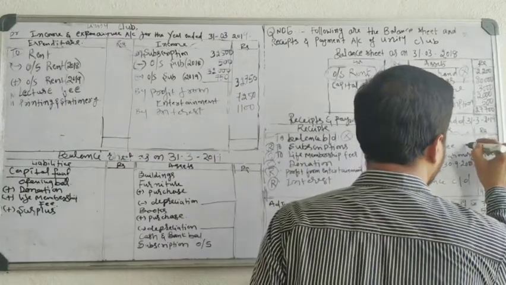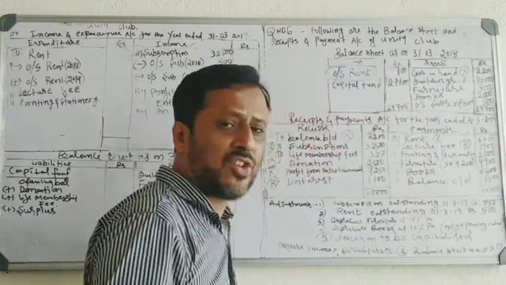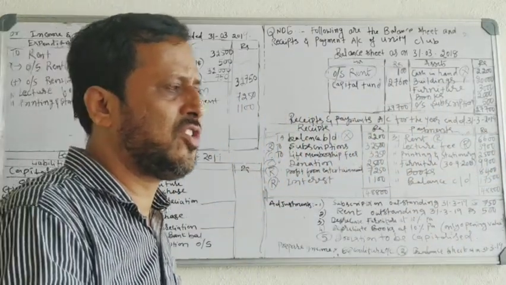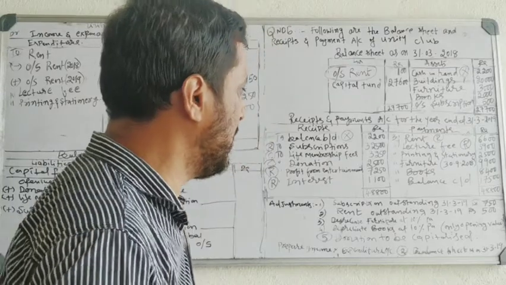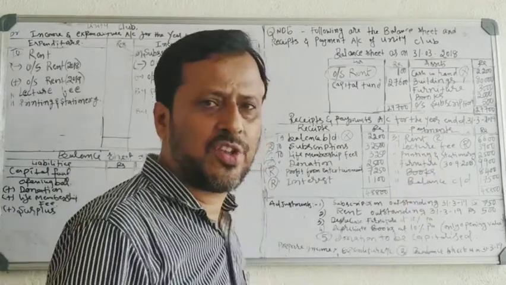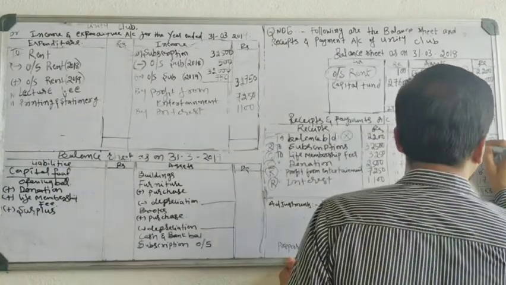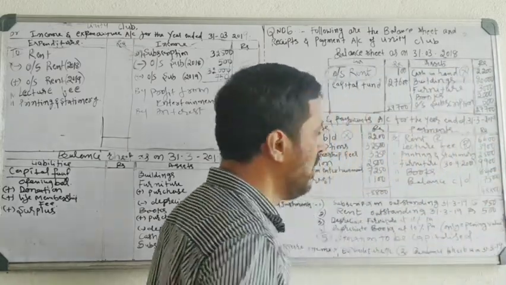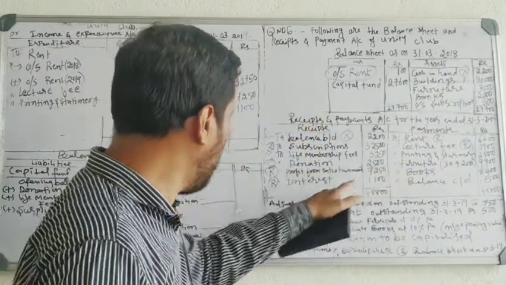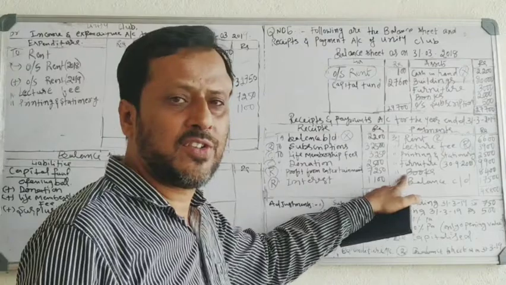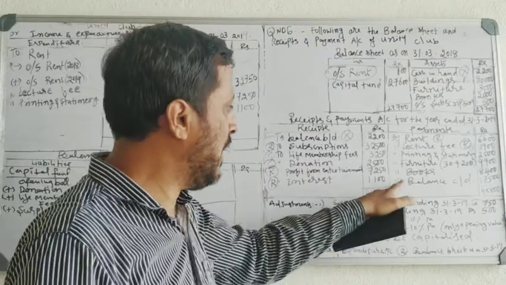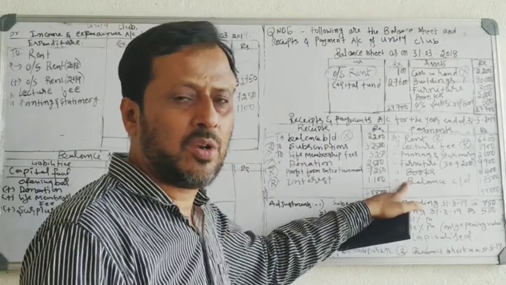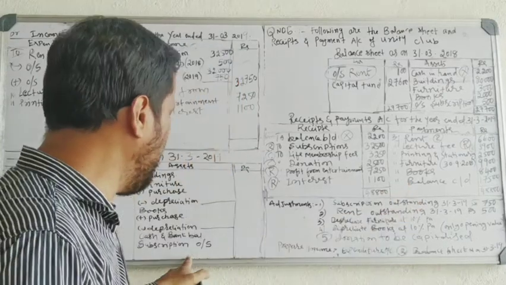Lecturers' fee. Fees are paid to lecturers regularly. It is also a revenue expenditure. Printing and stationery is a daily expense. It is also revenue expenditure. Furniture is an asset, so record in the balance sheet. Books is an asset, record in the balance sheet. Balance carried down means this year's cash and bank balance. It is also an asset. Record in the balance sheet.